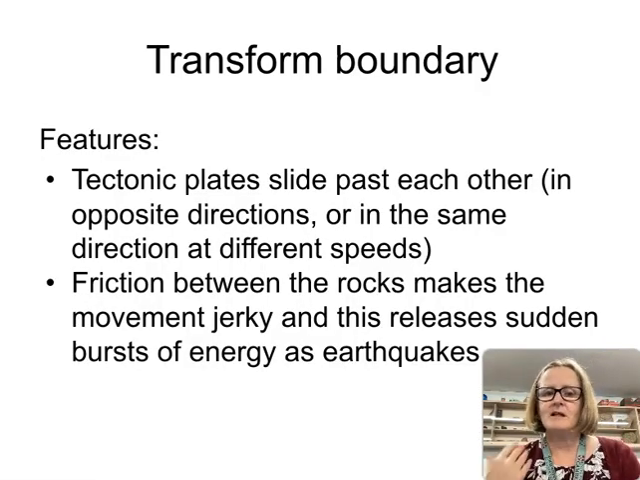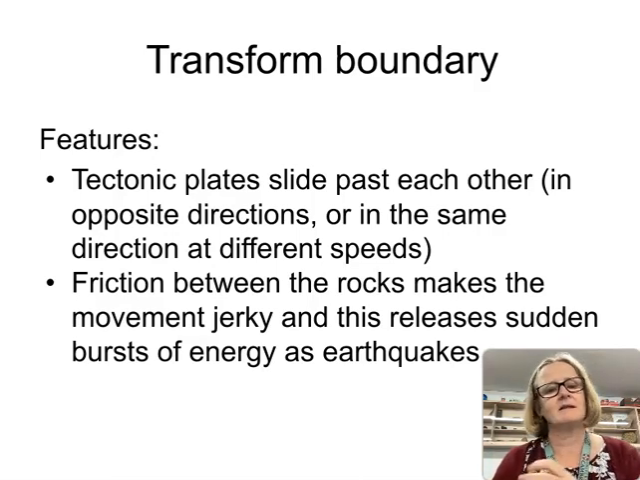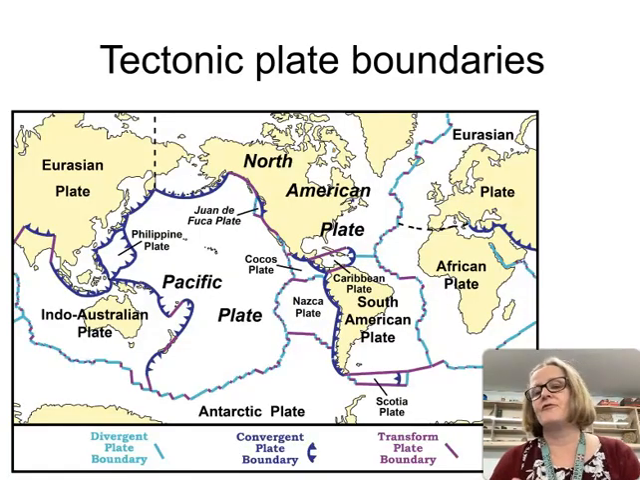So we get them sliding past each other, and the friction makes those jumps very jerky, and those sudden bursts of energy released are known as earthquakes. So that's our 3 different types of boundary, with lots of different landforms and lots of different features that you can look out for so you can characterize and find them on a map or when you see landforms in nature.